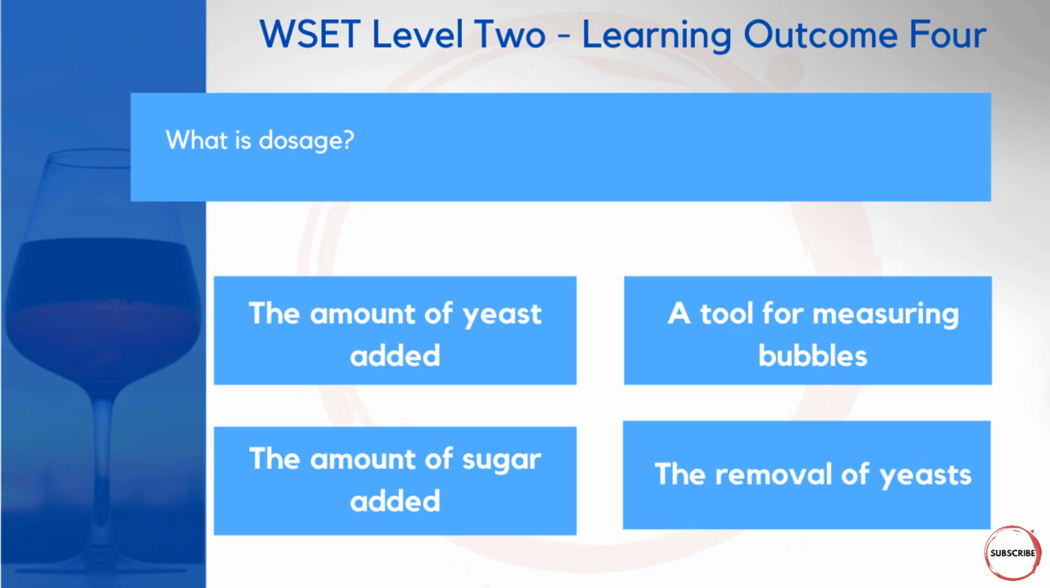So you're left with, is it the amount of yeast added or is it the amount of sugar added? And the correct answer is actually that it's the amount of sugar added. And the dosage can really have an impact on the labelling terms for champagne. If we think about things like extra brut, brut, demi-sec, these are all important labelling terms that relate to the amount of sugar that you will find in that wine.